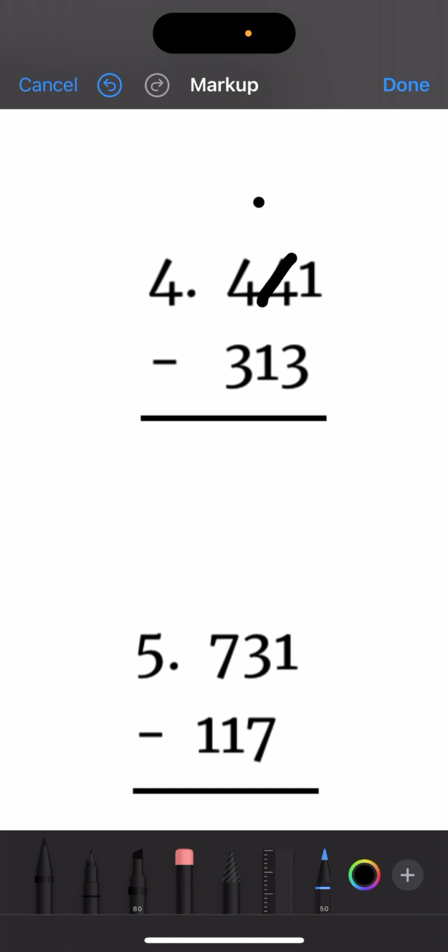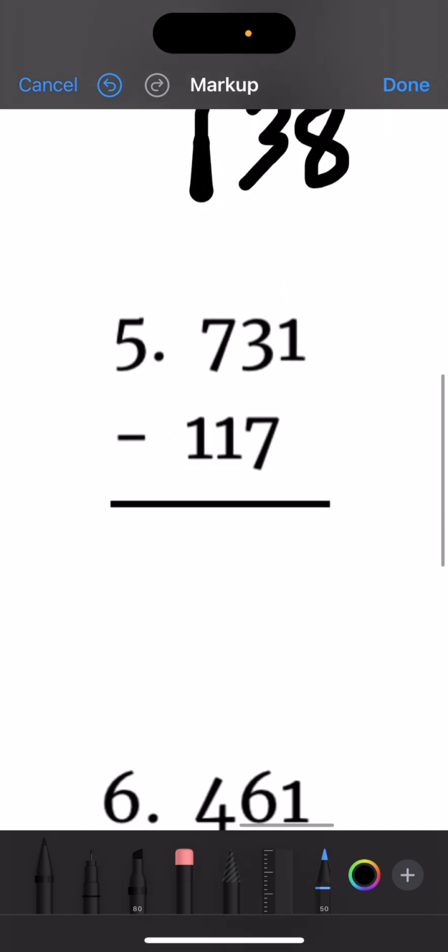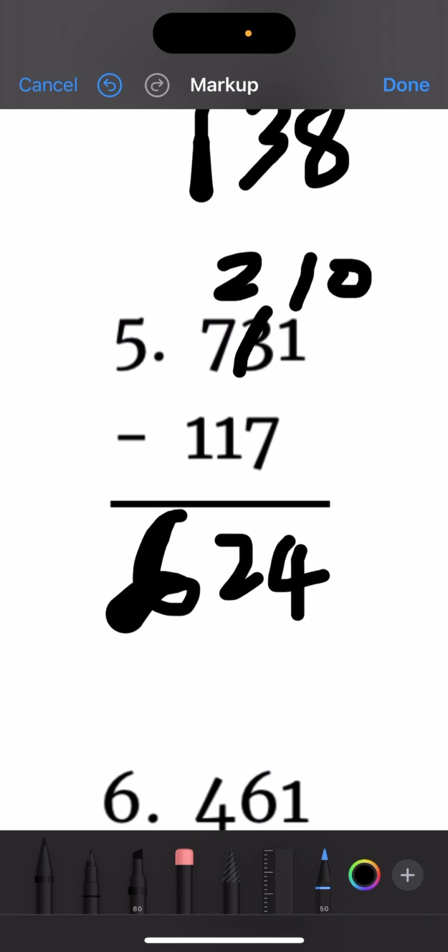This one, the same thing. We're gonna borrow from the 3 because 1 is less than 3. So now this would be 11 minus 3, which is 8. Borrow from the 3. That is 4, 2, and 6.